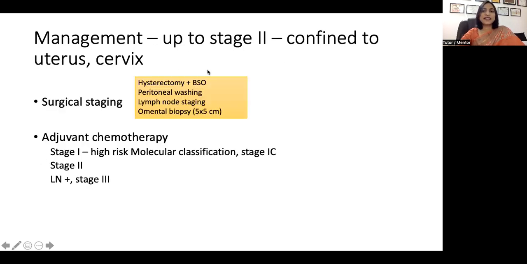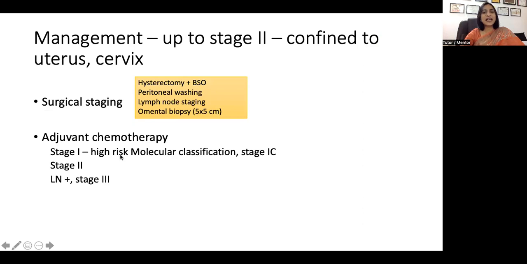All right, management is very simple, depends on the stage. Up to stage 2, confined to the uterus and the cervix, the first treatment is surgical staging, which includes hysterectomy, BSO, peritoneal washing, lymph node staging, and omental biopsy. And depending on this, you will decide on adjuvant treatment. Adjuvant chemotherapy or systemic management will not be given in stage 1 low-grade cancers, or when there is POLE mutation, it is stage 1, you know that it is a low risk patient and you can skip adjuvant therapy. For all other patients, adjuvant chemotherapy is given.